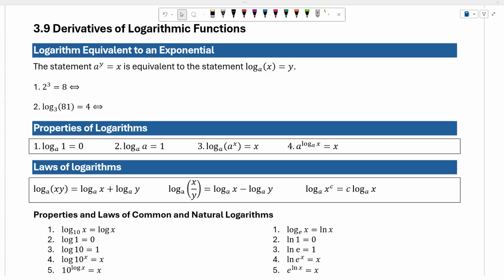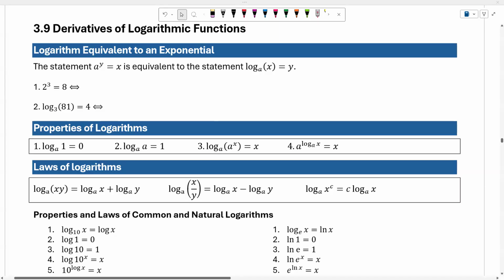Now we will talk about the derivative of log functions. Before we get to the derivative, maybe let us review some of the properties about log. One thing that we know is that log and exponential are equivalent. So what does this mean?